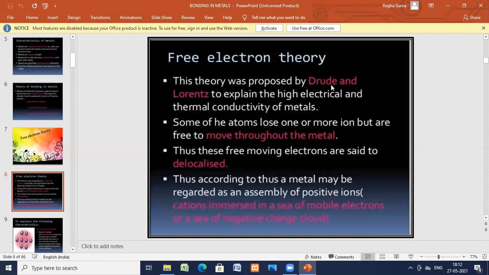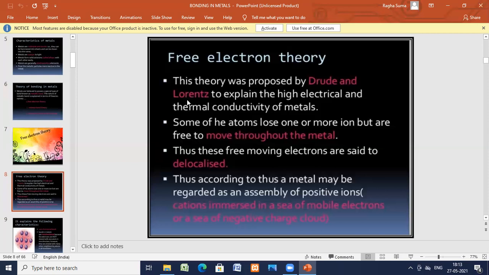One more success of the electron gas model is its ability to explain Ohm's law. In the absence of an electric field, the free electrons in a metal move in random directions. But when an external electric field is applied, the electrons get accelerated.